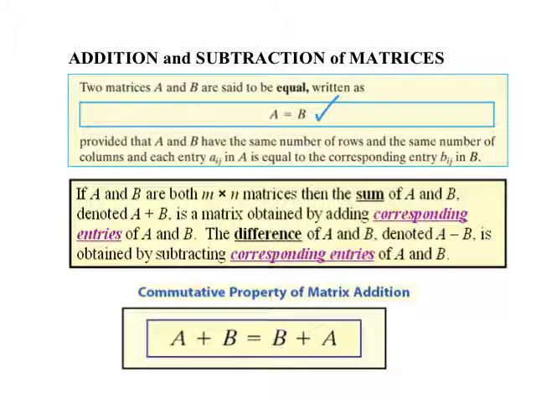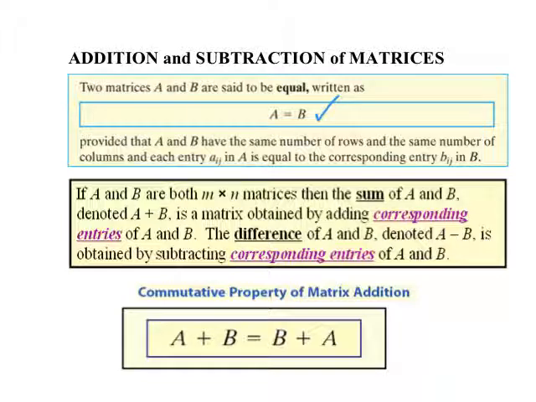Then if A and B are both m by n matrices, then the sum can be found and you just add up all corresponding entries. So the result of A plus B will also be an m by n matrix. So if you've got a 2 by 3 and you're adding it to a 2 by 3, you'll end up with a 2 by 3.